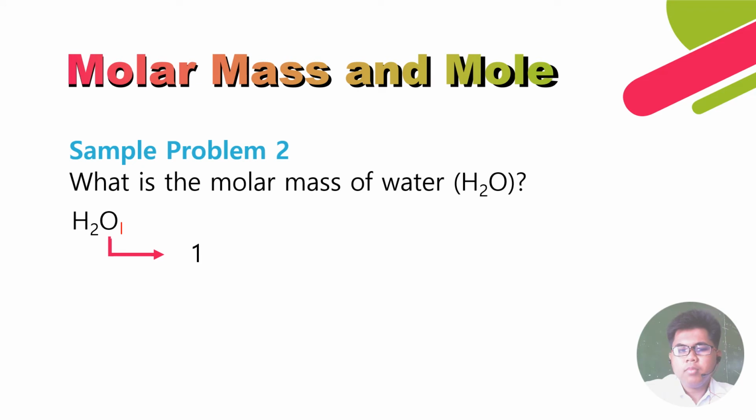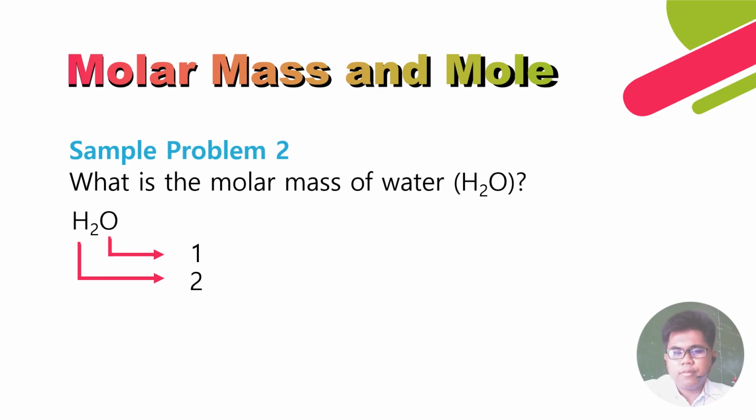Okay? Then, how about hydrogen? So, how many atoms of hydrogen we have in the chemical formula H2O? So, we have 2. Very good. Now, the second step is for you to find the atomic masses of the given elements on the periodic table.